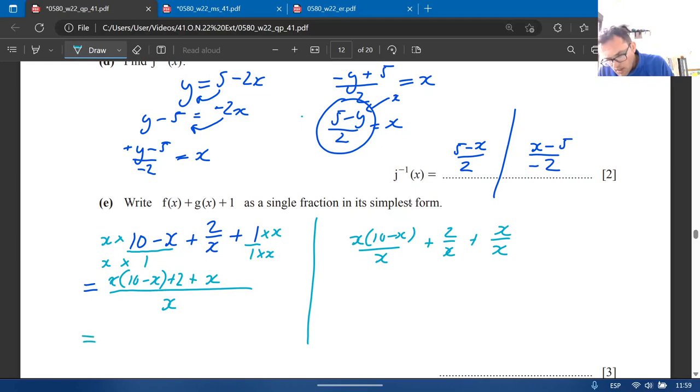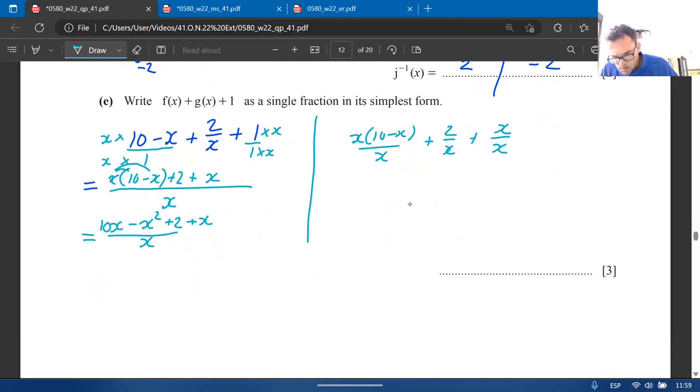Add the fractions. Let's expand the bracket. x times 10 is 10x. x times minus x is minus x squared, plus 2 plus x, all over x. What can we do then? Well, we can add the two x's together. Okay, so the 2 is going to stay the 2. 10x plus x is 11x minus x squared. Quadratic expression there. Is it going to help to factorize, you think? Very hard to factorize that. Probably can't without using the quadratic formula. Remember, you can't cancel the x's because there's a plus and a minus there. So I will bet that is the correct final answer.